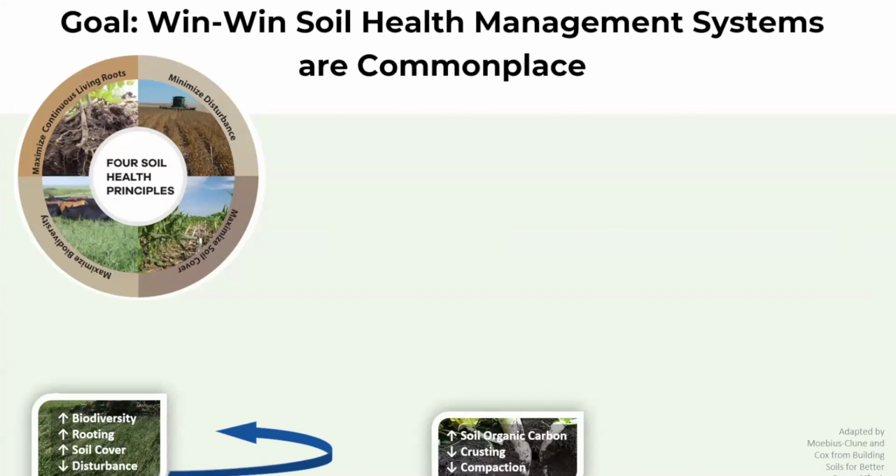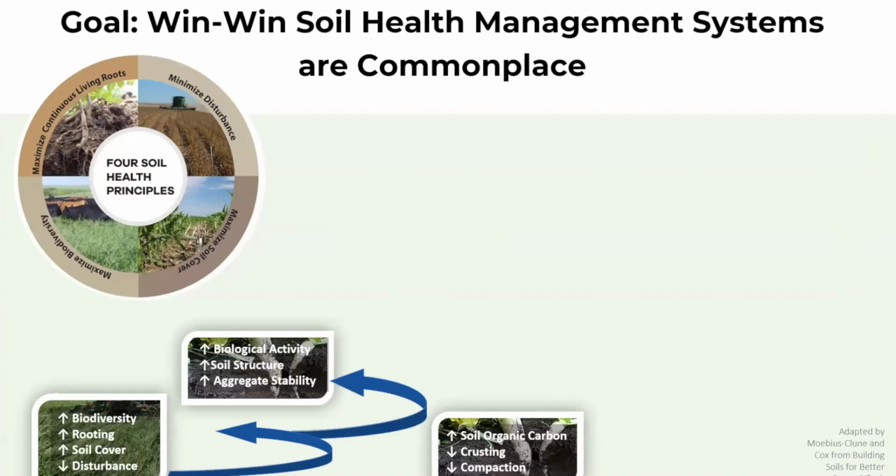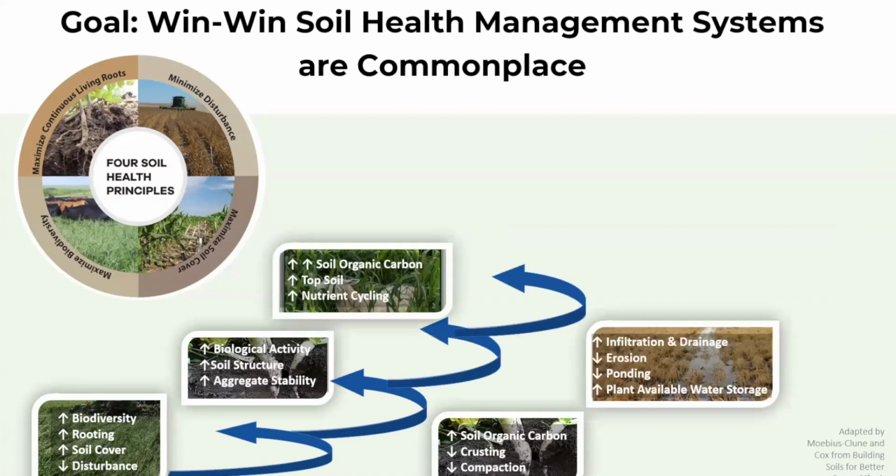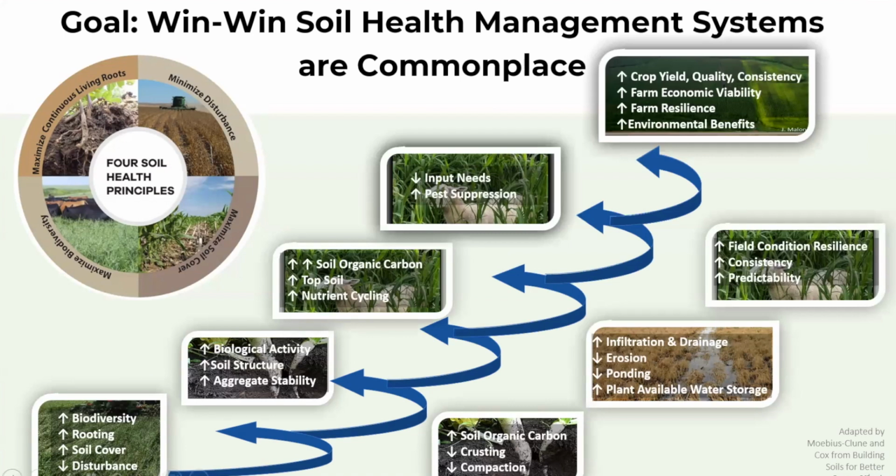So overall, we're looking for a win-win for soil health management systems that become commonplace so that we can turn that spiral I showed you earlier around. We want to go to implementing those practices so that we can increase our organic carbon again. We can reduce crusting and compaction. We can improve biological activity and aggregation. We can improve infiltration and drainage. We can reduce erosion and ponding. We can get our nutrient cycling again, get better pest suppression. We can reduce our inputs.